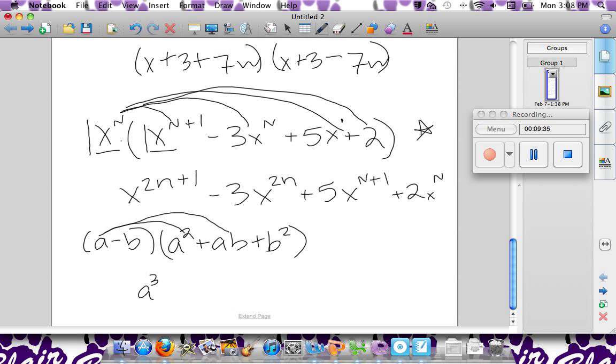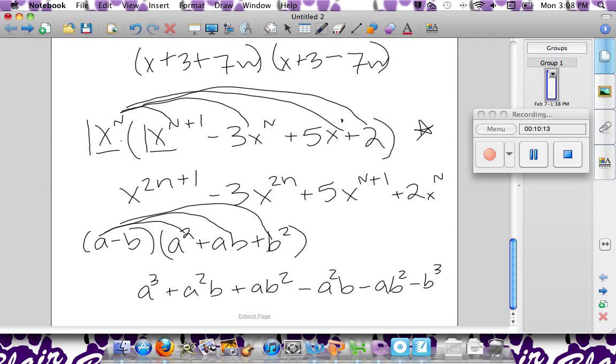A times ab would be a positive a squared b. A times b squared, just a positive ab squared. Now we come to this negative b, and I do the same thing to every term in the next one. Negative b times a squared is negative a squared b. I'm going to go ahead and keep my a squared first. Just always write them in alphabetical order so I can tell easier at the end how to combine them. Negative b times positive ab is negative ab squared. And negative b times a positive b squared is negative b to the third.